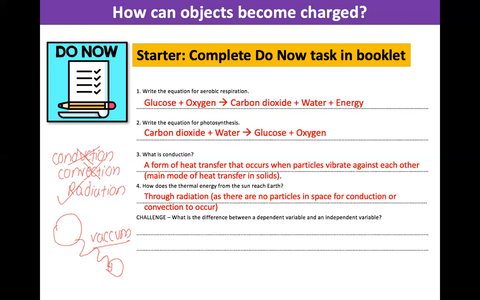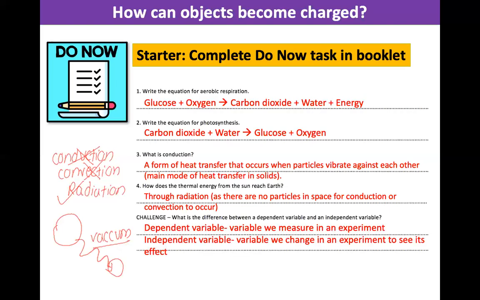Looking at our challenge next, what is the difference between a dependent and independent variable? So this is all the way from year 7, looking at working scientifically. If you remember, our dependent variable is the variable we measure in an experiment, and our independent variable is the variable we change in an experiment to see its effect.